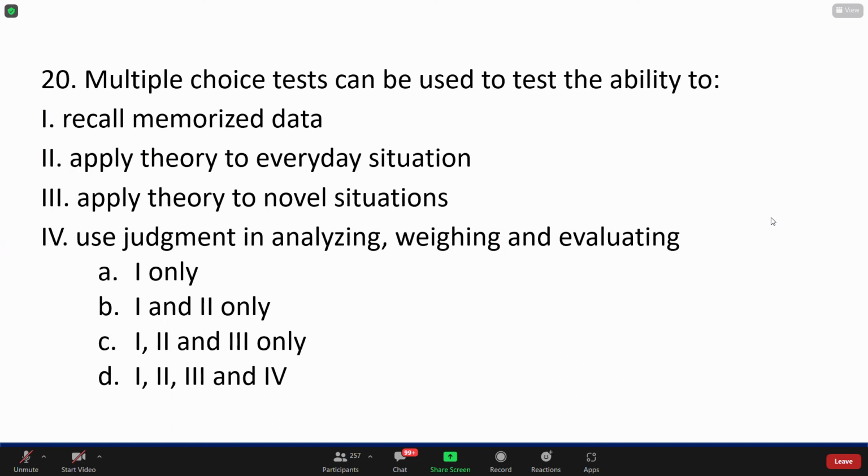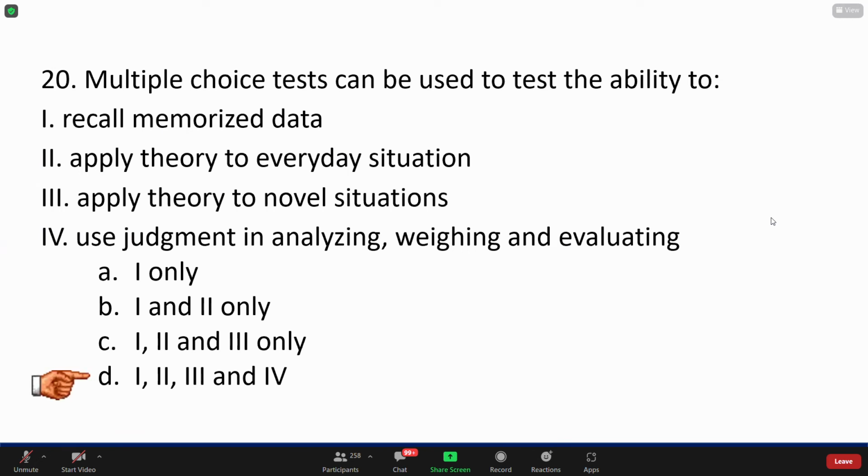Number 20. Let's have Miss Martin, Charisse. Yes, sir. Multiple choice test can be used to test the ability to: 1. Recall memorized data. 2. Apply theory to everyday situation. 3. Apply theory to novel situations. 4. Use judgment in analyzing, weighing, and evaluating. Answer po? D. 1, 2, 3, 4.